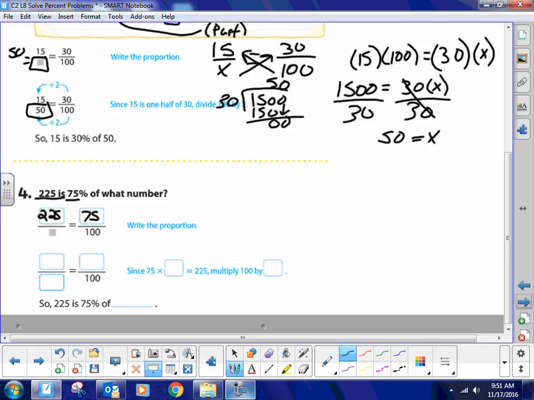We already know the 100. It should be written here. Now here I'm going to, again, use x as a placeholder. Now, here they do some stuff. I really don't like what they're doing here, because what they're doing is they happen to know that 225 is a multiple of 75. Okay, but if it's not a multiple of 75, how would you solve it?